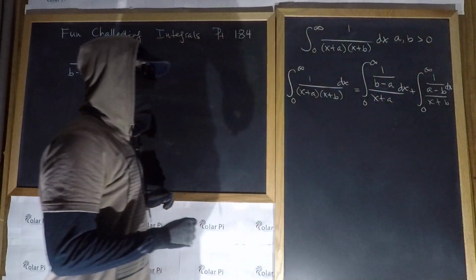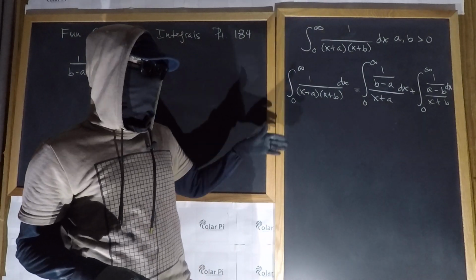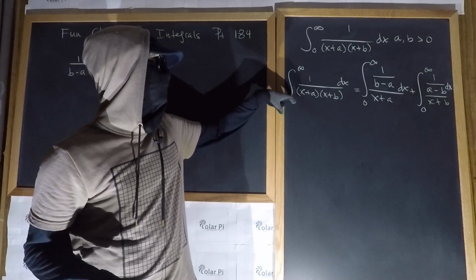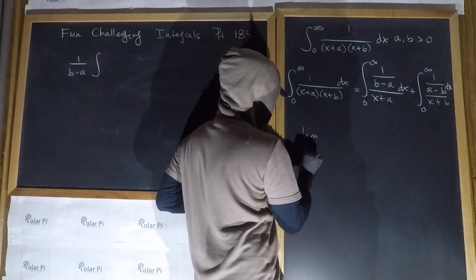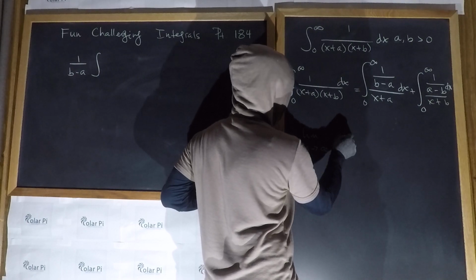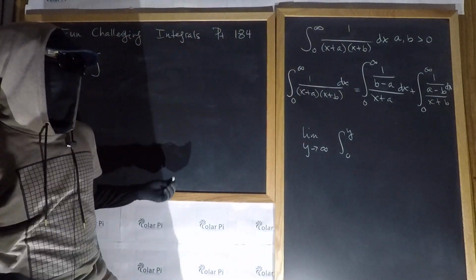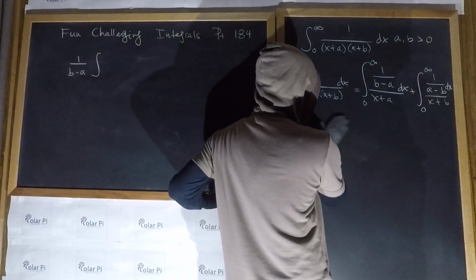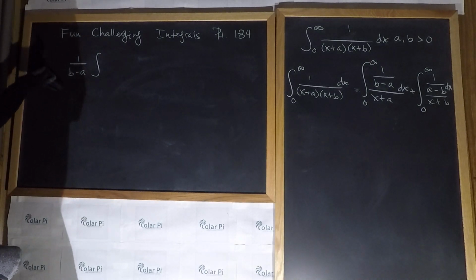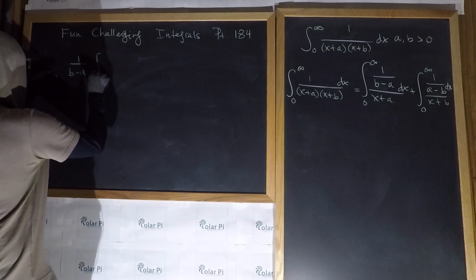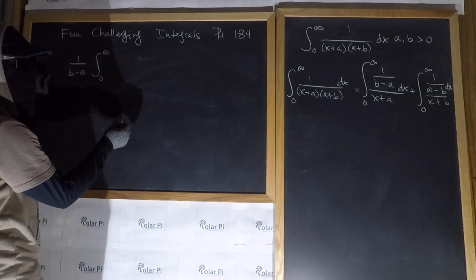I'm being a little casual, because I should express this integral from 0 to infinity as the limit as y goes to infinity of the integral from 0 to y. Those are important details, but I'm not doing it because I'm approaching this a bit casually. So 1 over (b minus a), and then 0 to infinity, and then it's going to be what?